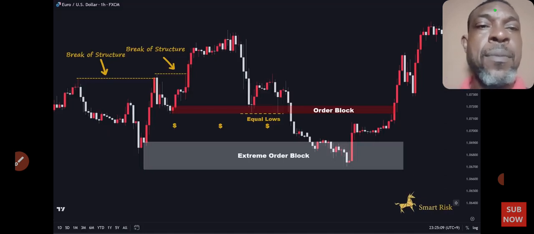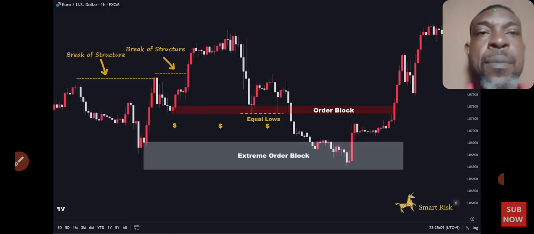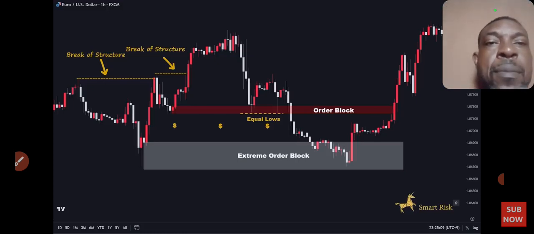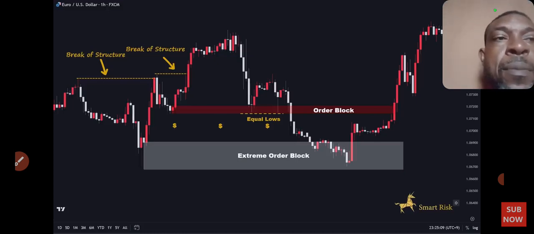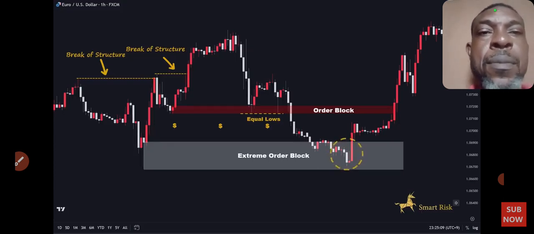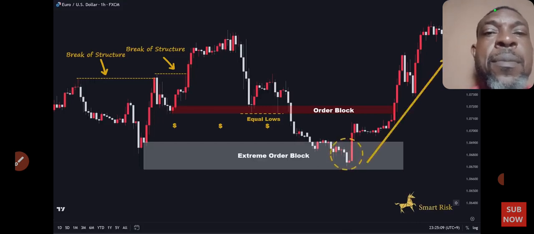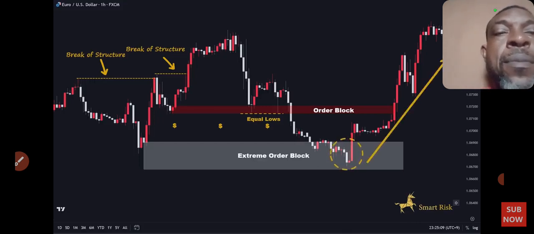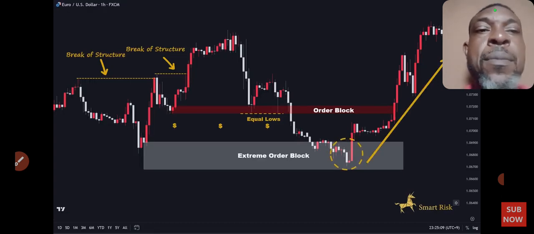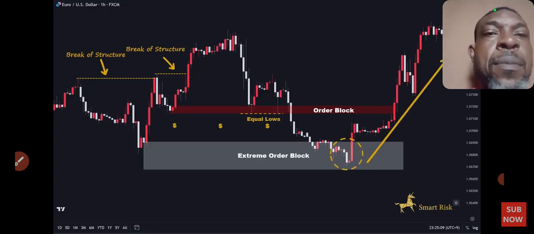On the contrary, the reversal from the extreme order block can be attributed to the liquidity being swept below the upper order blocks and equal lows. By sweeping liquidity, the price gathered momentum and acquired the necessary fuel to move upwards. Upon reaching the order block, the price promptly reversed and made a significant upward move to sweep the buy-side liquidity. Thus, the extreme order block presented a higher probability of success in terms of trading opportunities.